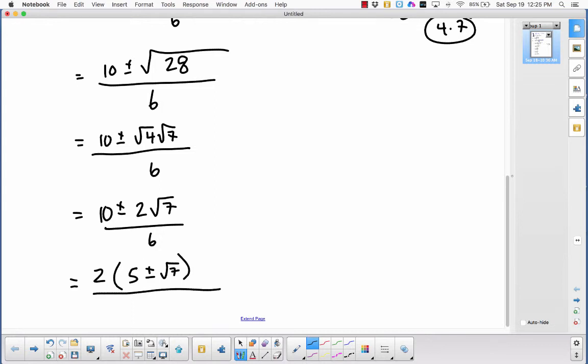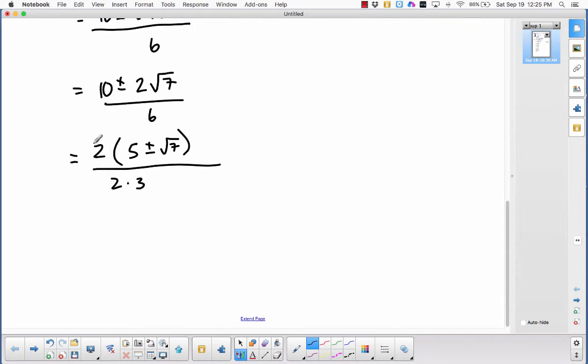And then on the bottom, 6 is the same thing as 2 times 3, right? So the 2's cancel, leaving you with your solutions to that equation as 5 plus or minus root 7 all over 3. Okay, hopefully that helps with that question.